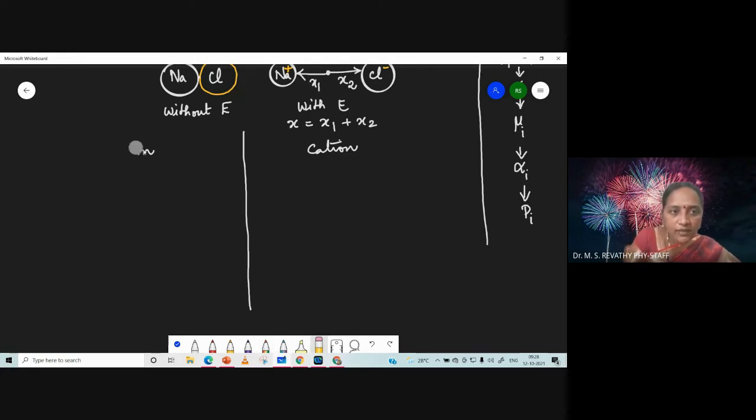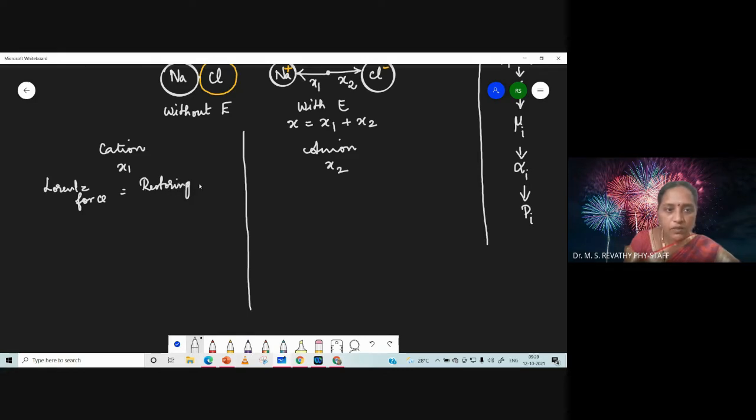Okay, I'll just put cation this side. So cation, and this is anion. Here I have to calculate x1. Here I have to calculate x2. The two forces acting in the system: one is the Lorentz force, the other one is the restoring force, because it tries to maintain the equilibrium. These are the two forces. Here also, Lorentz force, and the other one is restoring force.